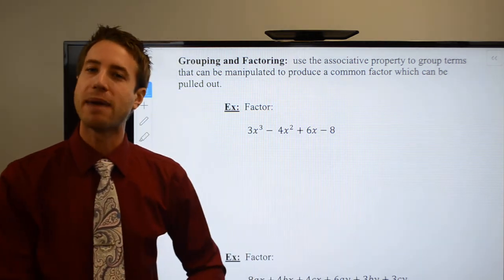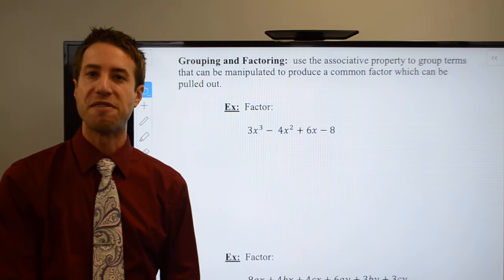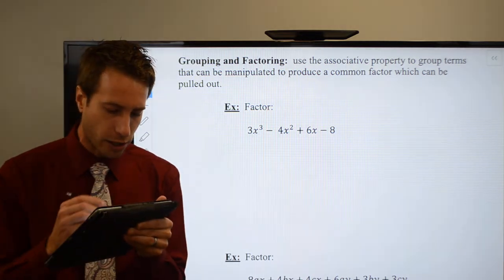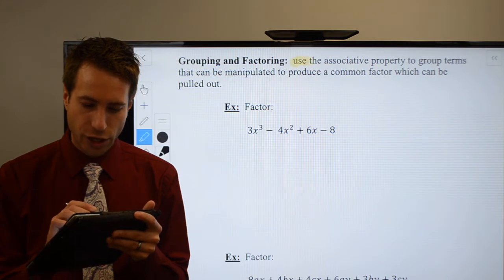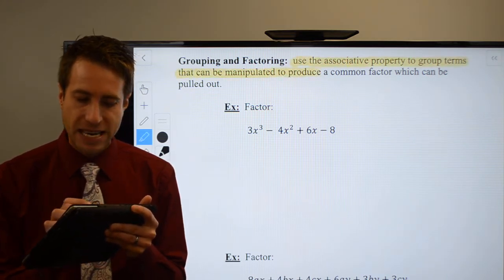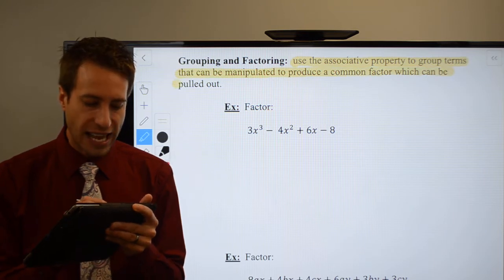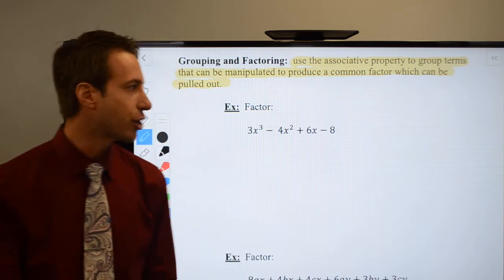And one of those tools that we could use is what's known as group and factor. So here's the way it's going to work. I know you can see it there, but let me highlight it for you. We're going to use the associative property to group terms that can be manipulated to produce a common factor, a GCF, that I can pull out. Let me show you exactly how this is going to work.